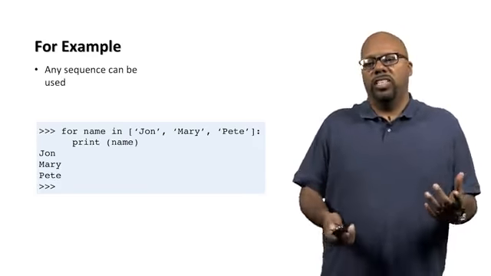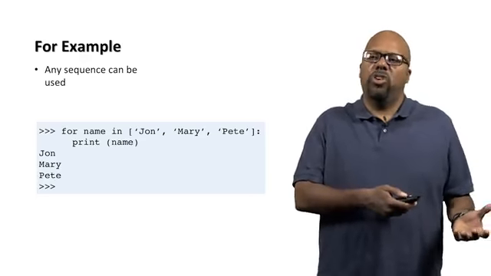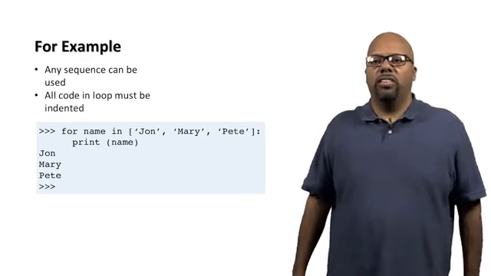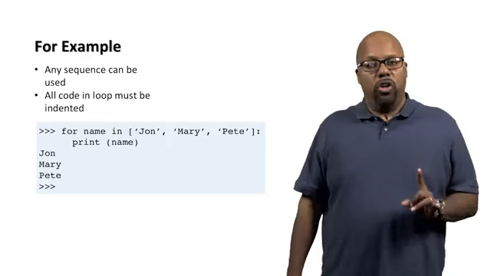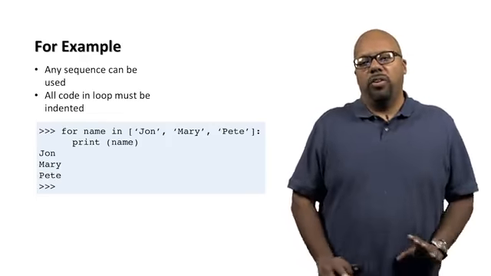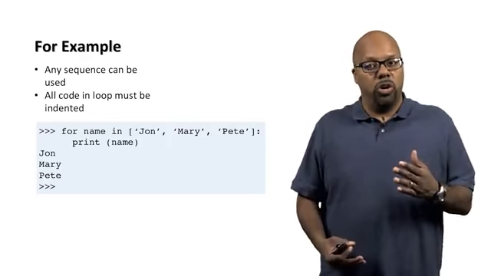Any sequence works. In this case, it's a list instead of a string like in the last slide, but strings and lists are both sequences. All code in the loop needs to be indented. In this case, we just have one statement, the print statement, that we've indented, but you could have as many lines of code as you want.